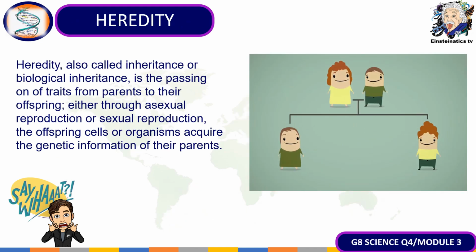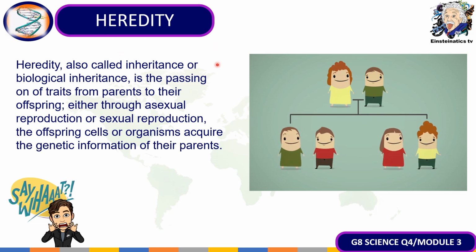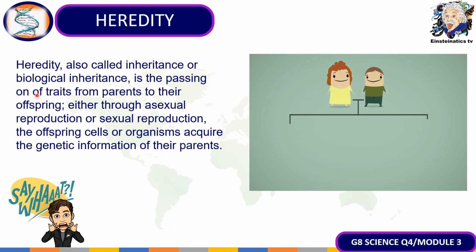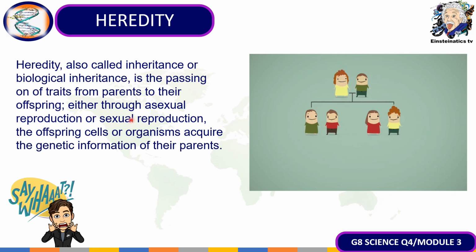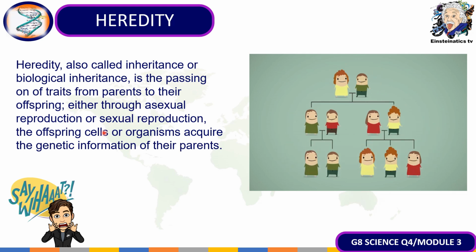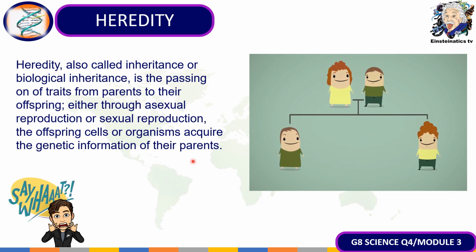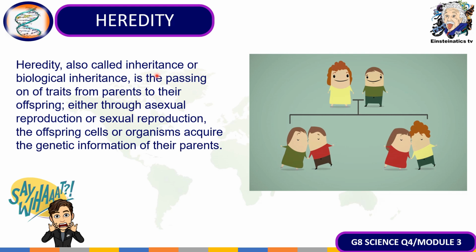Now, to answer the question, it has something to do with heredity. Ano nga ba yung sinasabing heredity? Yung heredity is simply defined as the passing of traits from parents to their offspring either through asexual reproduction or sexual reproduction. So, yung offspring cells of organisms acquire the genetic information from their parents. So, it is also called as inheritance or biological inheritance.